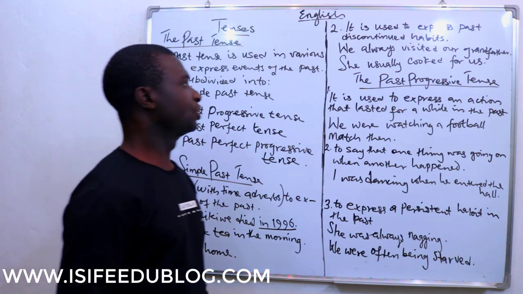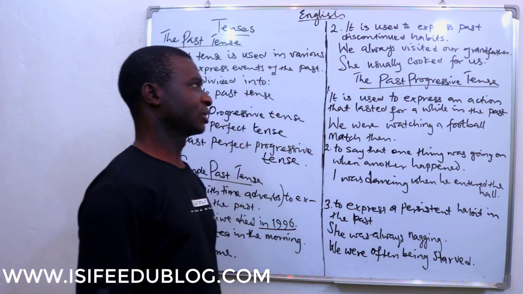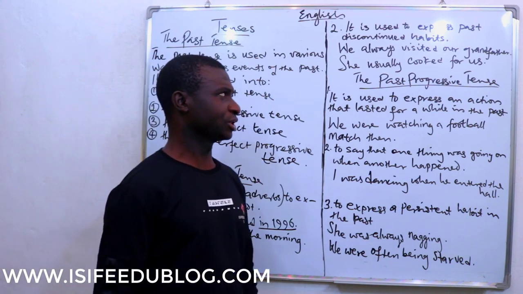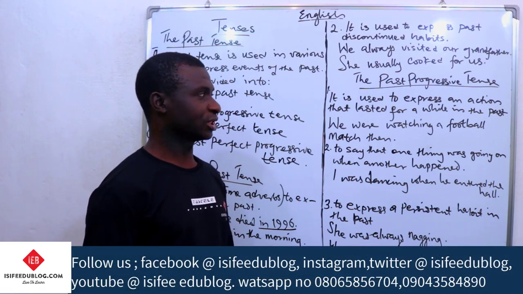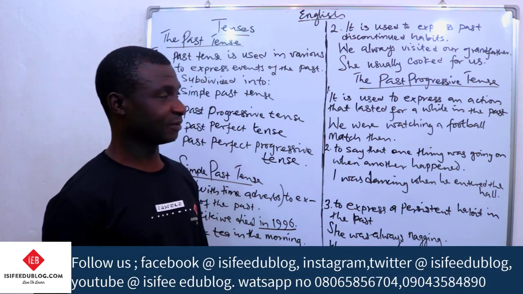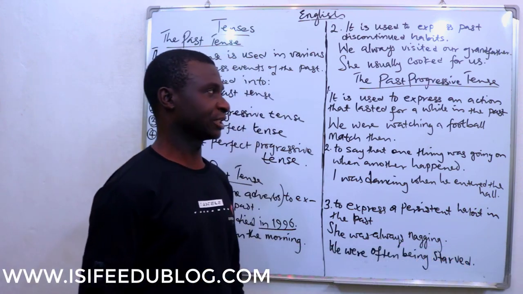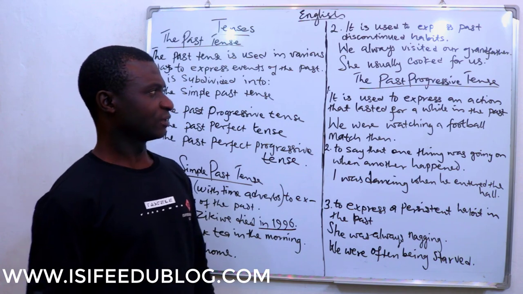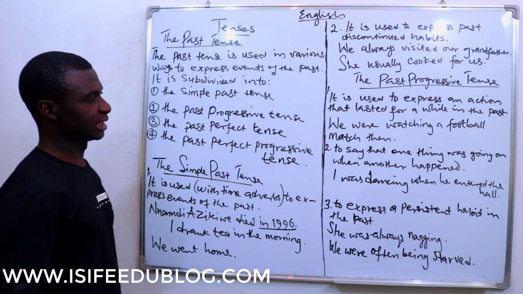Alright? She usually cooked for us. Alright? That shows she, whether alive or living, no longer cooks. This thing was happening in the past. So, she usually cooked for us. Okay. Let's move on to the past progressive tense.